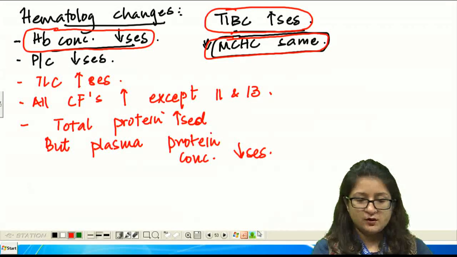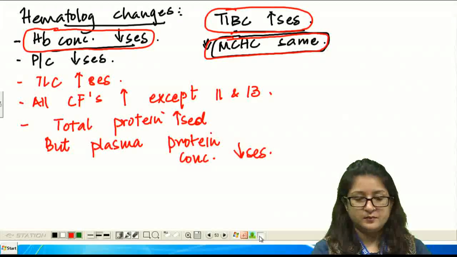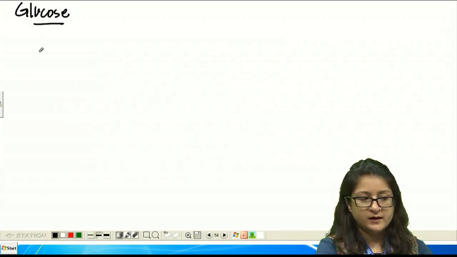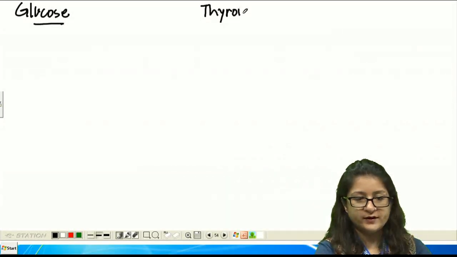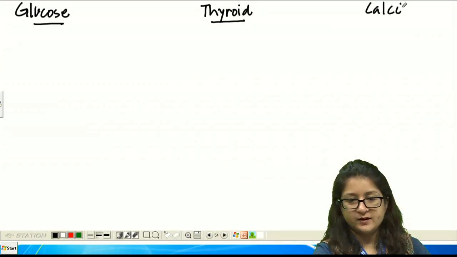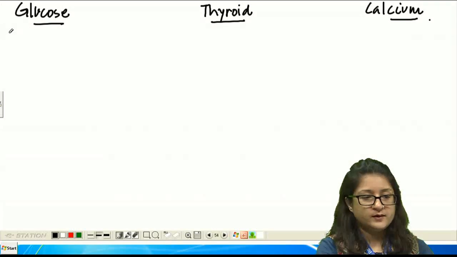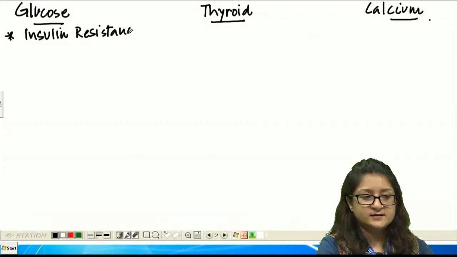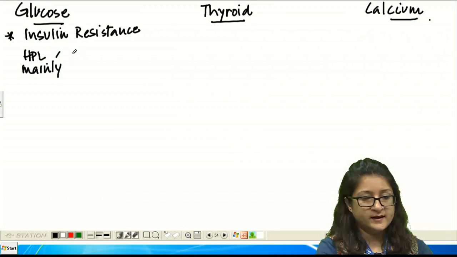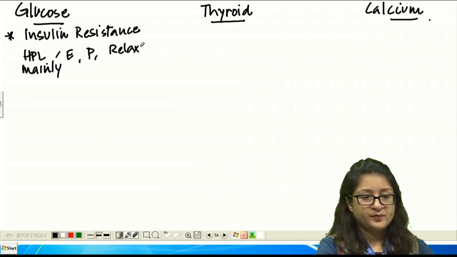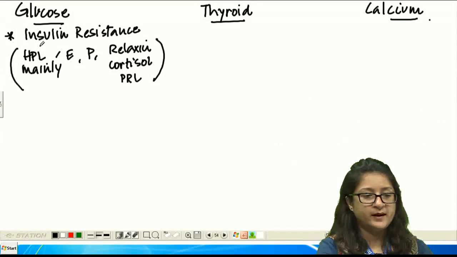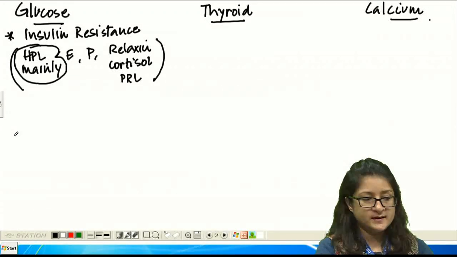All right, now let us talk about three other more important metabolic requirements, and that would finish our flowchart. One is glucose requirement, one is the thyroid hormone requirement, and one is the calcium metabolism. Talking about glucose metabolism, the important point is that there is insulin resistance in pregnancy. This insulin resistance is mainly because of human placental lactogen, but other hormones like estrogen, progesterone, relaxin, cortisol, prolactin are all contributing, but the main contributor is human placental lactogen.